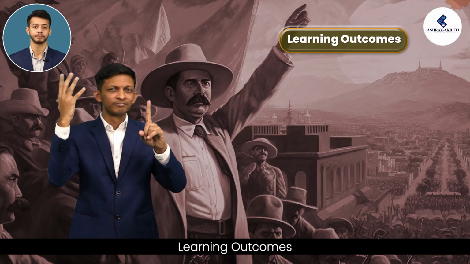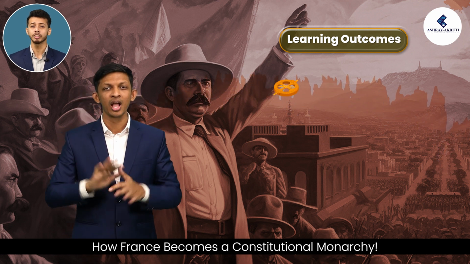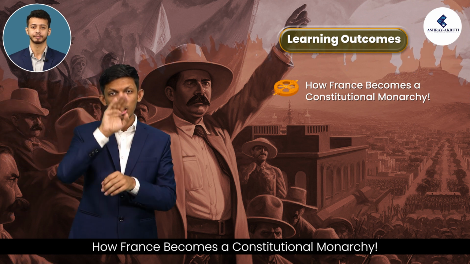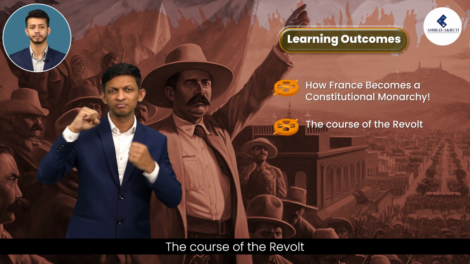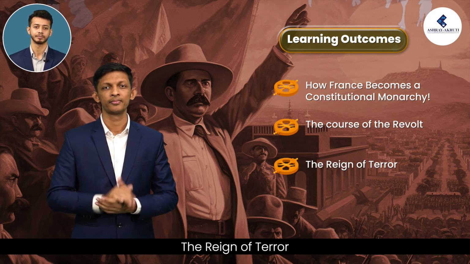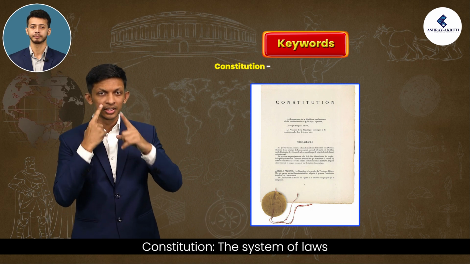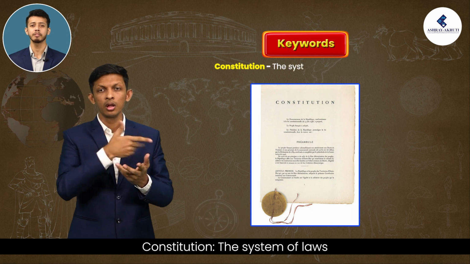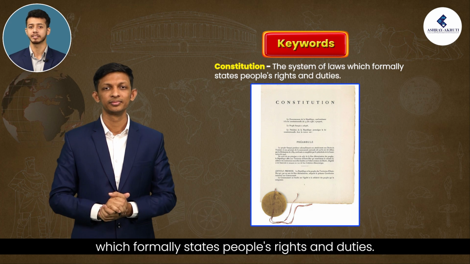Learning outcomes. You'll be able to know how France becomes a constitutional monarchy, the course of the revolt, the reign of terror. Keywords. Constitution: the system of laws which formally states people's rights and duties.